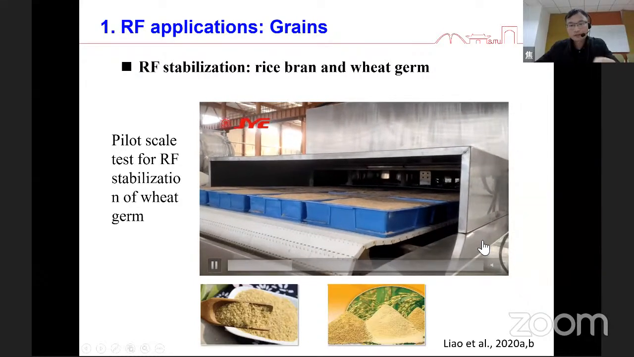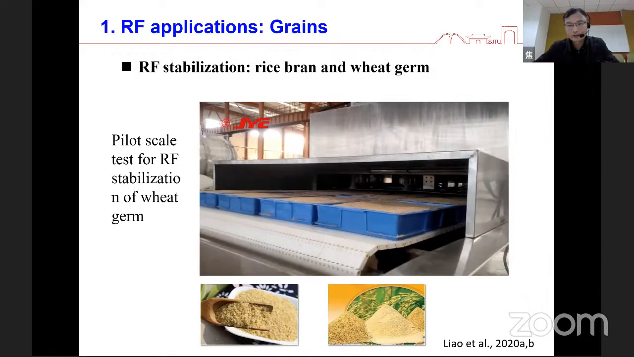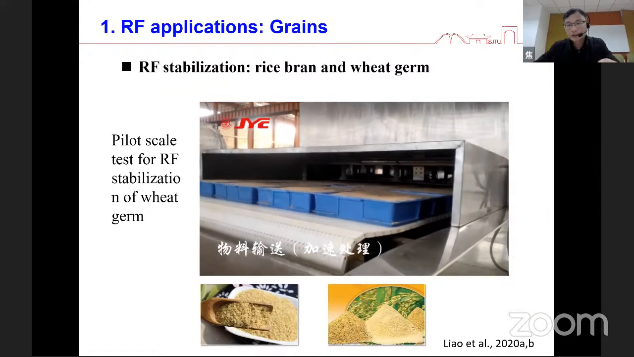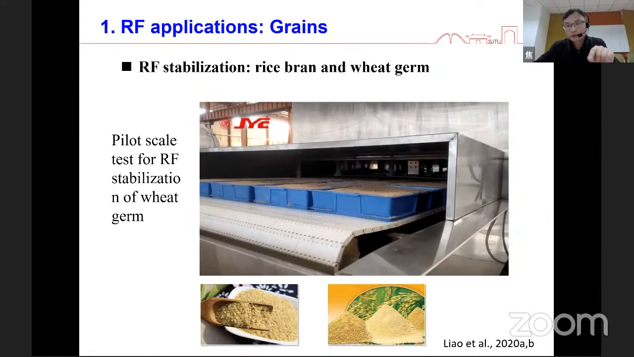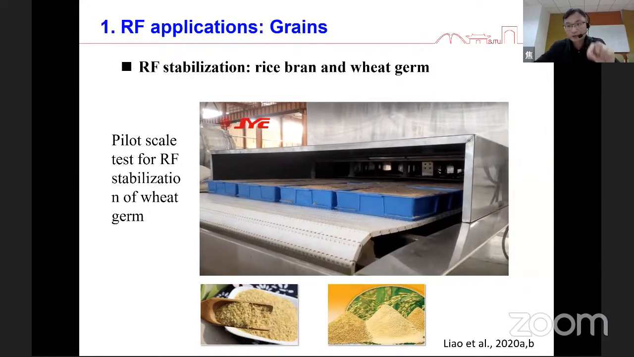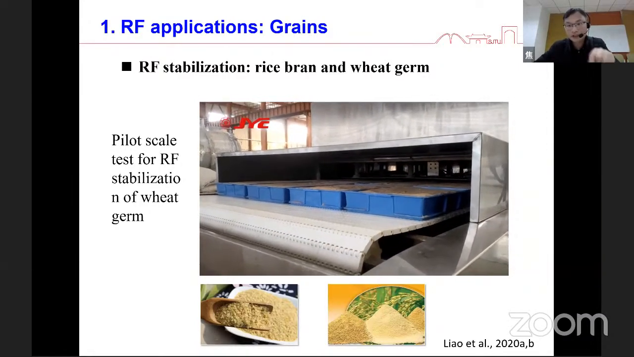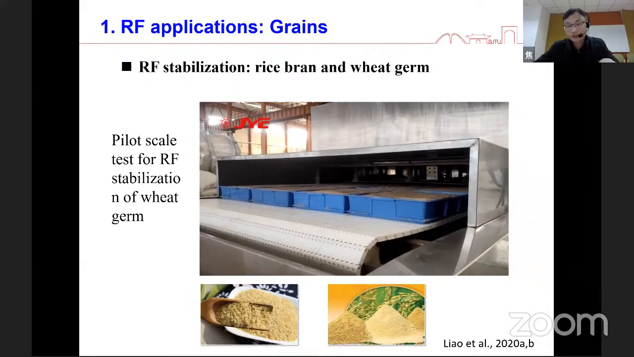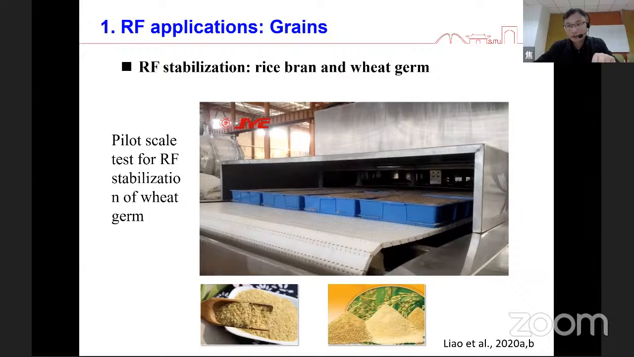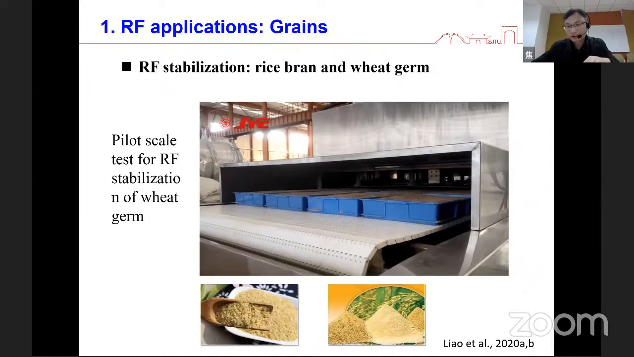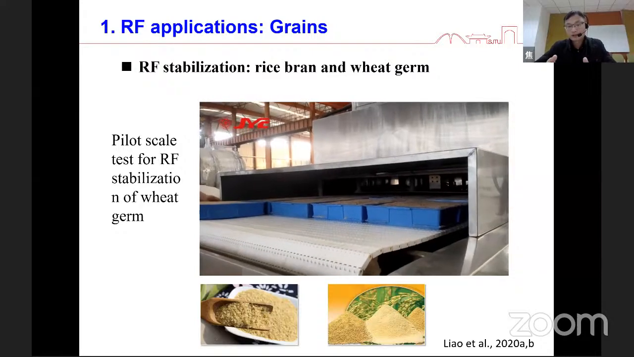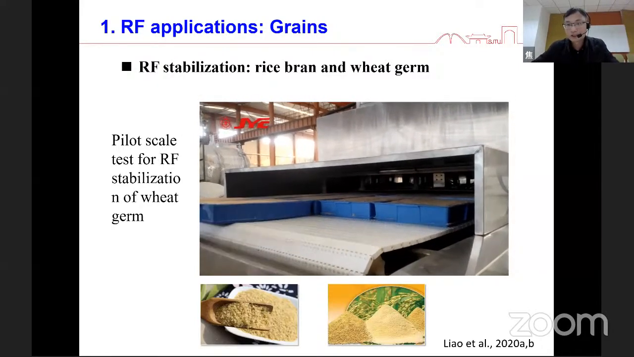The conveyor belt is moving, but the speed is relatively slow. Since for the stabilization, we need to inactivate the enzyme. The temperature or treatment intensity to inactivate the enzyme is relatively high. For this process, we need to heat the wheat germ to 110 degrees Celsius. So the whole processing takes about 15 minutes. So that's why the moving speed is relatively low.